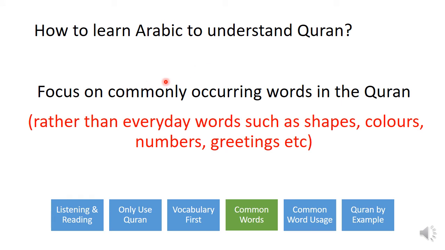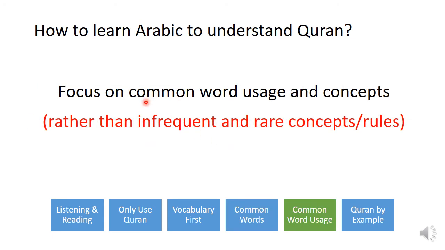As we've spoken about, we're going to focus on the commonly occurring words in the Quran. We want to understand the Quran, so we want to know the common words in the Quran, which is different to understanding the everyday common words in a language. If you're going to learn a language, you might start with things like shapes and colors and numbers and greetings and so on. That's good for learning a language generally, but for understanding the Quran, shapes, colors and numbers don't occur that often. Maybe a few times, but for the most part, these aren't common words in the Quran. So we're really going to be focusing on the commonly occurring words in the Quran.